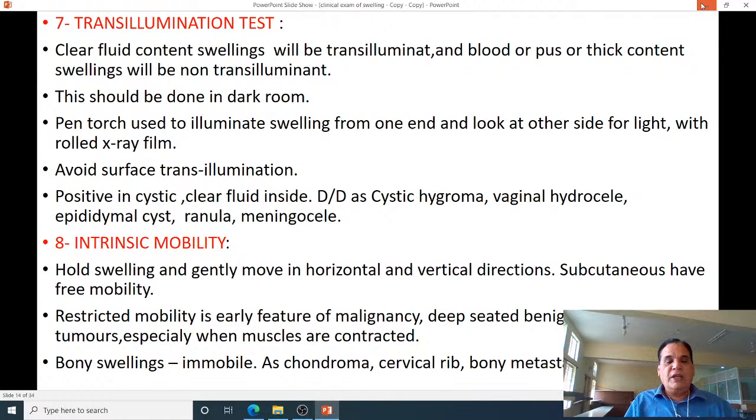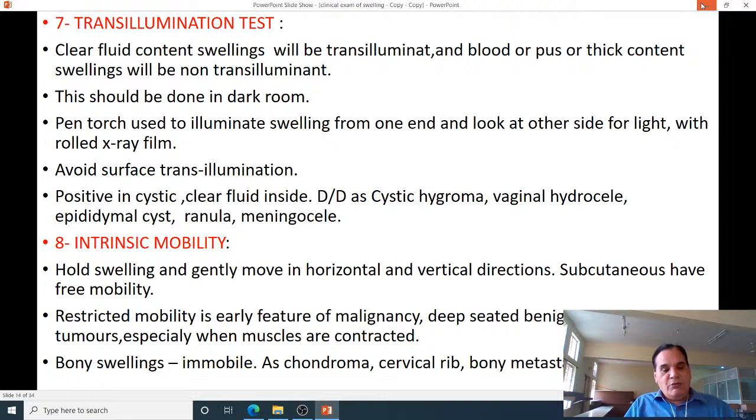Here you have to hold the swelling gently. Move in both directions. Remember, all tests must be done in two directions, horizontal and vertical. All subcutaneous swellings have a free mobility. What do you actually mean by free? Whenever the swelling moves more than the size of the swelling, it is a free mobility. Restricted mobility is an early feature of malignancy.